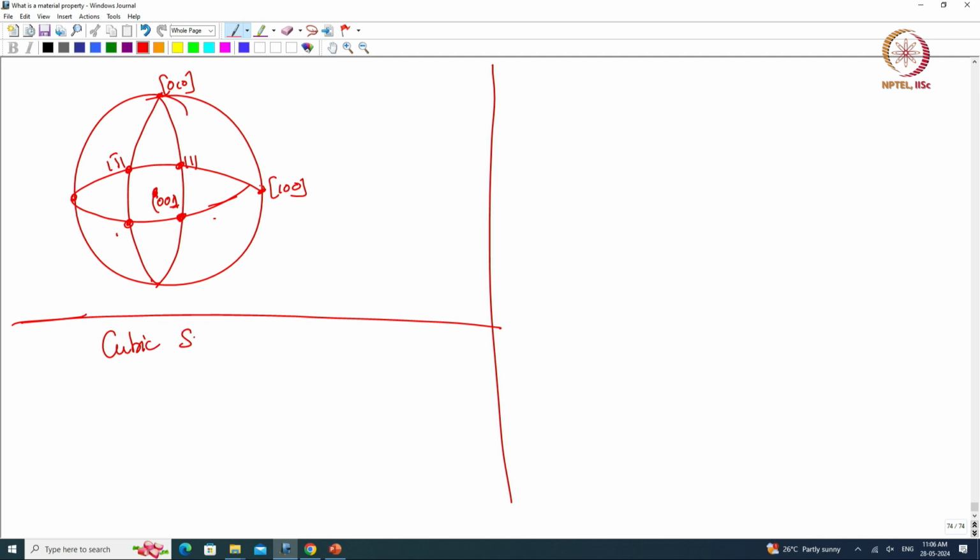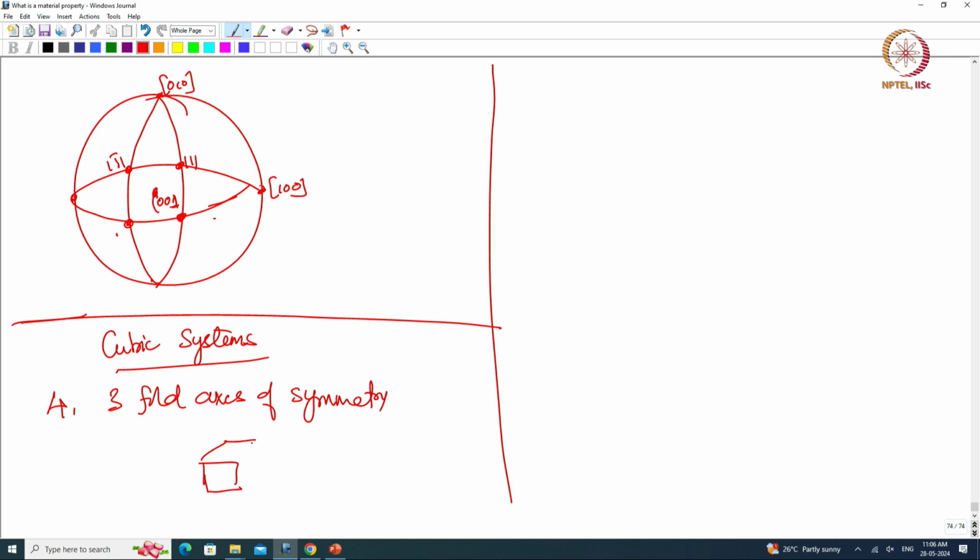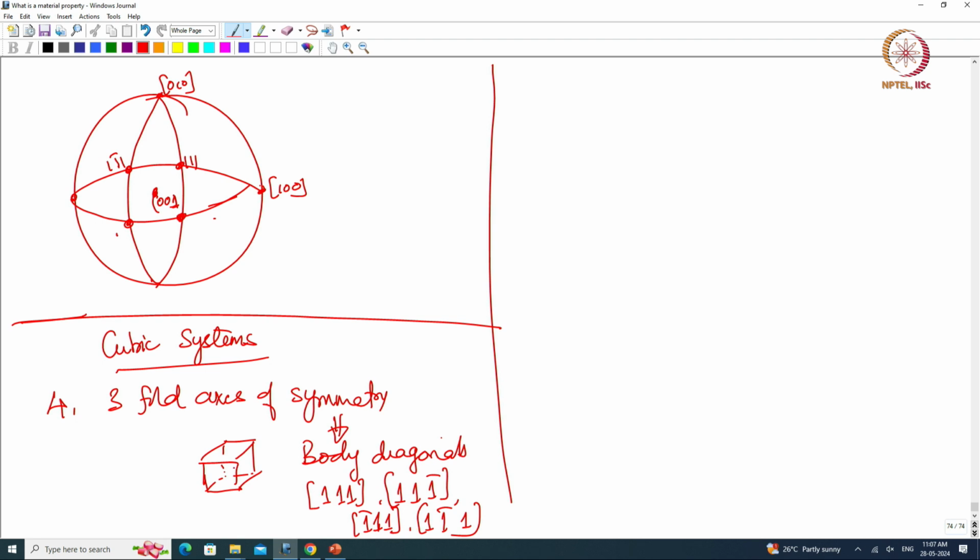look at cubic systems, okay. Now, cubic systems, what do we have for cubic systems? We have 4 3-fold axes of symmetry. And typically if I draw a cube, all these 3-fold axes of symmetry are nothing but the body diagonals, right. These body diagonals are 1 1 1, 1 1 bar 1, 1 1 bar, right, then 1 bar 1 1 and 1 1 bar 1. These are the different body diagonals I have and the negatives of them, but it is the same line, right. So, we are just going to use 4 different body diagonals, using this notation. These are all 3-fold axes of symmetry, okay.